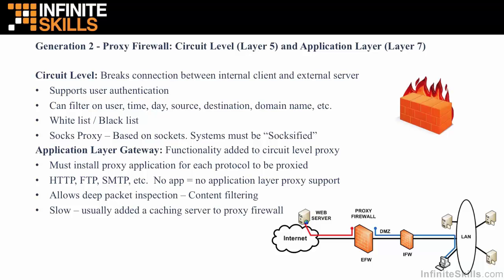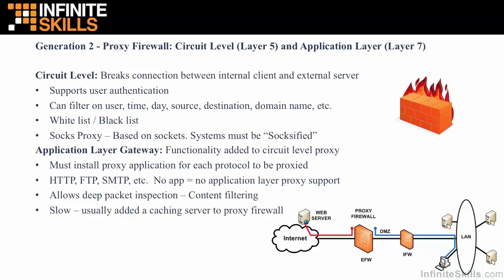proxy firewall would act as the web server in this relationship and transmit the data down to the client on the trusted corporate LAN. So the client never actually communicated directly with the web server, and the web server never actually communicated with the client on the private LAN. The proxy firewall acted as the intermediary and broke the connection between those two nodes.